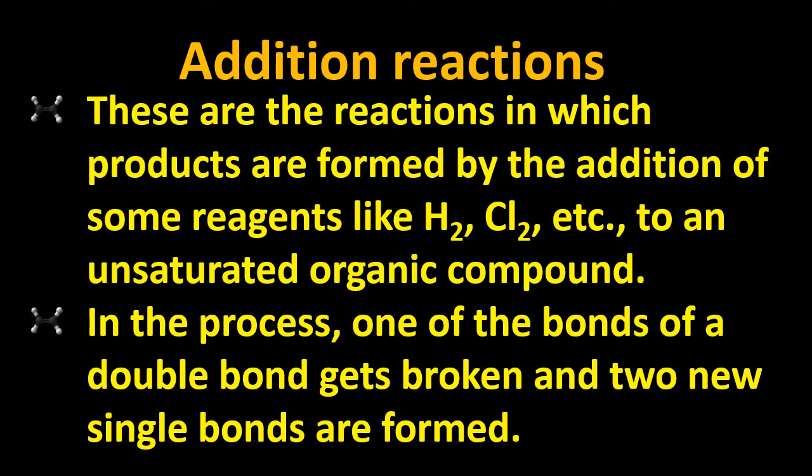Alkenes give addition reactions. As we know, they are unsaturated compounds. This unsaturation means that they have space, they have accommodation. And where is that accommodation? That accommodation is the double bond. So these are the reactions in which products are formed by the addition of some reagents like hydrogen, chlorine, etc. to an unsaturated organic compound.